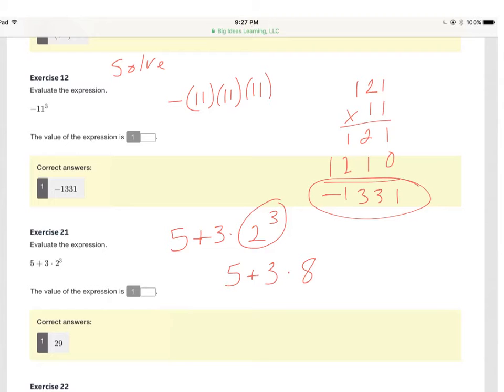So now we have no parentheses, no exponents. We're looking for multiplication, and we've got 3 times 8, which is 24. So this is going to be 5 plus 24, which is 29. And that's how you do 21.